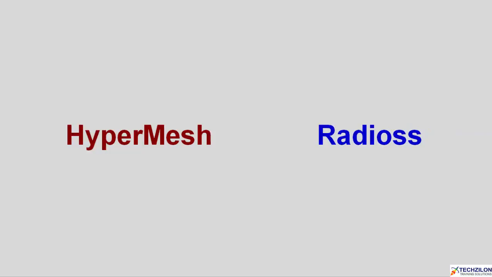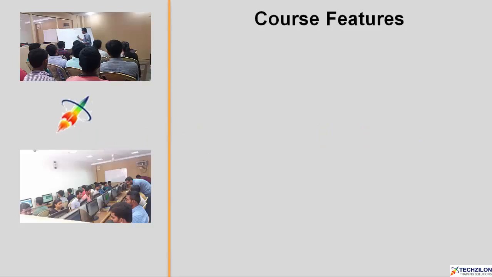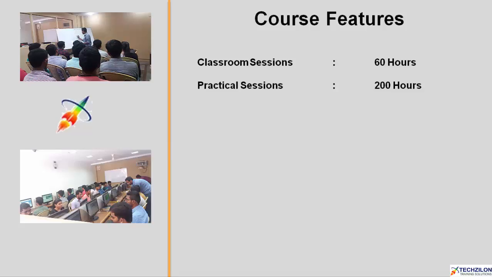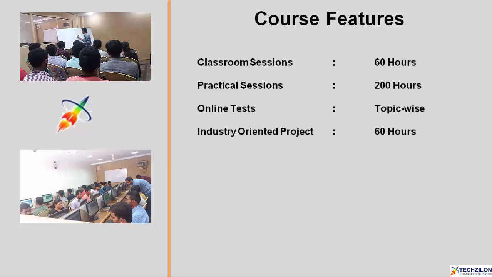In this course, we will be learning about the tool HYPERMESH and the solver Radioss. HYPERMESH is a universal preprocessor that is widely used in the industry. Radioss is a flavor of NASTRAN and is the most preferred solver for structural analysis. This course features 60 hours of classroom sessions, 200 hours of practical sessions, topic-wise online tests, 60 hours of industry-oriented project, and special sessions for interview preparations.